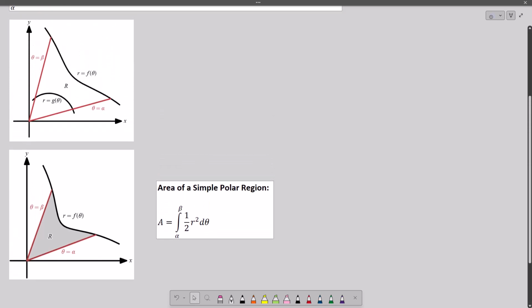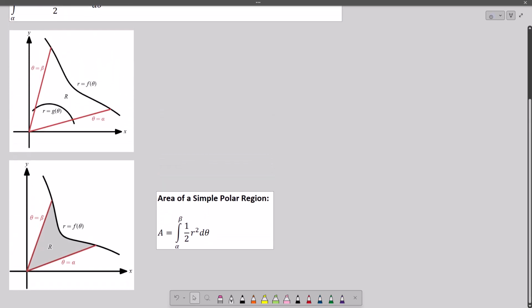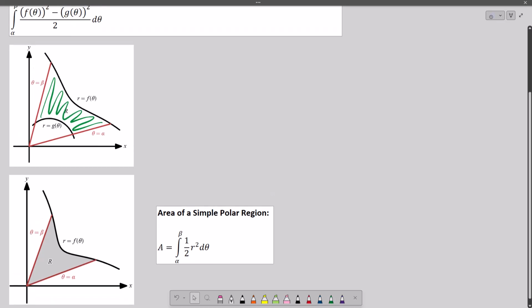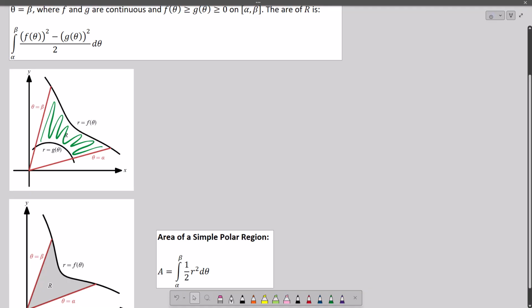Now, if we have the crazy situation where there's two curves, like we've done a lot in Cartesian, and you want the area between them, in Desmos, I could not shade in between two polar curves. I could shade that in Desmos, but I couldn't shade that. Could not figure it out. So if we have two curves, then we have a washer analog. We have the outer curve squared minus the inner curve squared, divided by 2. So it looks just like a washer. Outer squared minus inner squared.